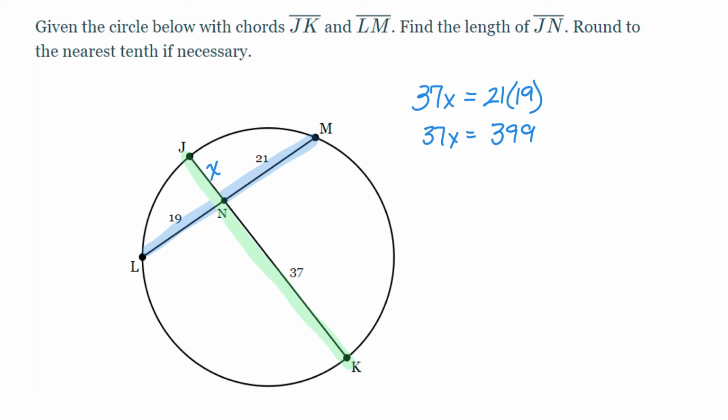37x equals that. We divide both sides by 37, and again we're rounding to the nearest tenths. So we learn that x is approximately 10.78. That would be a value that rounds up, so it's approximately 10.8.